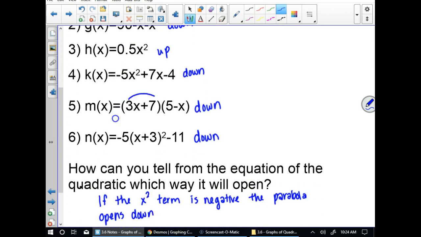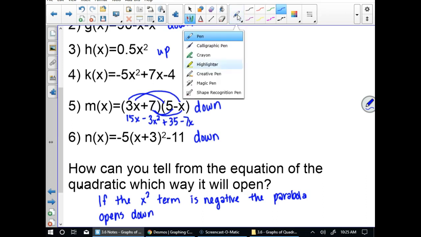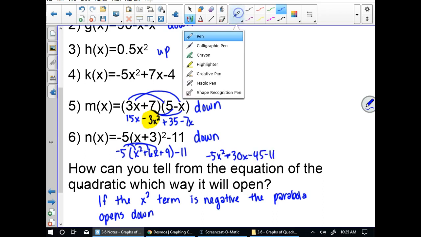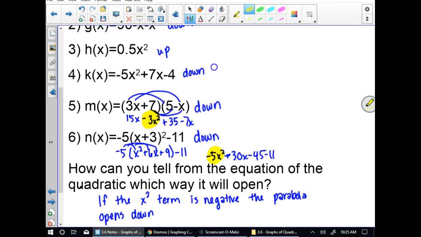Number 5, you would actually have to distribute here. And if you did, you'd get 15x minus 3x squared plus 35 minus 7x. And then you'll see right there that your x squared term is negative. For that, you could combine those and simplify if you want, but you really just care about that x squared term. For number 6, you would have to square this out, x squared plus 6x plus 9, if we double square that, and then you distribute that negative 5, so you would end up with negative 5x squared minus 30x minus 45 minus 11. All you really care about, though, as soon as you see that you get that negative 5x squared, you know that opens down.